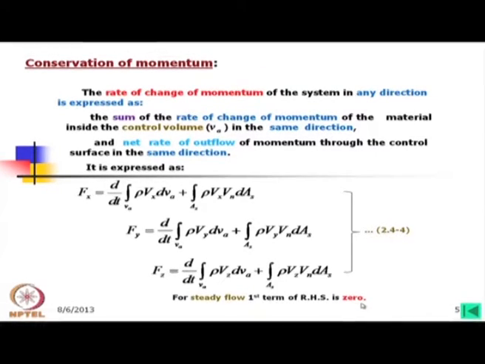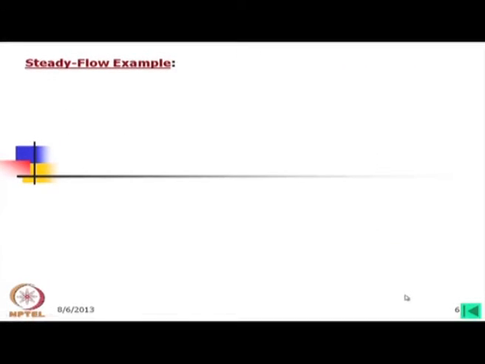For steady flow, first term of right hand side is 0. If it is a steady flow, then there will be no change in this, whereas there may be change in this surface area, and accordingly these equations will be reduced. Now, steady flow example.